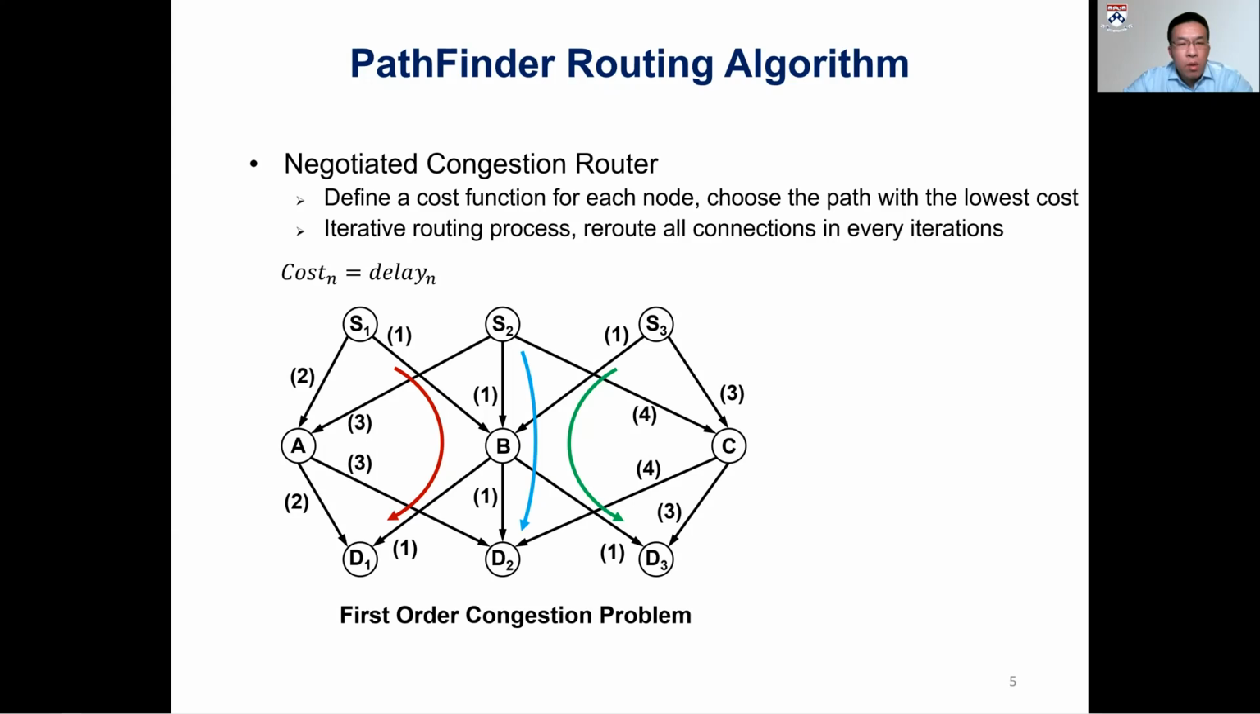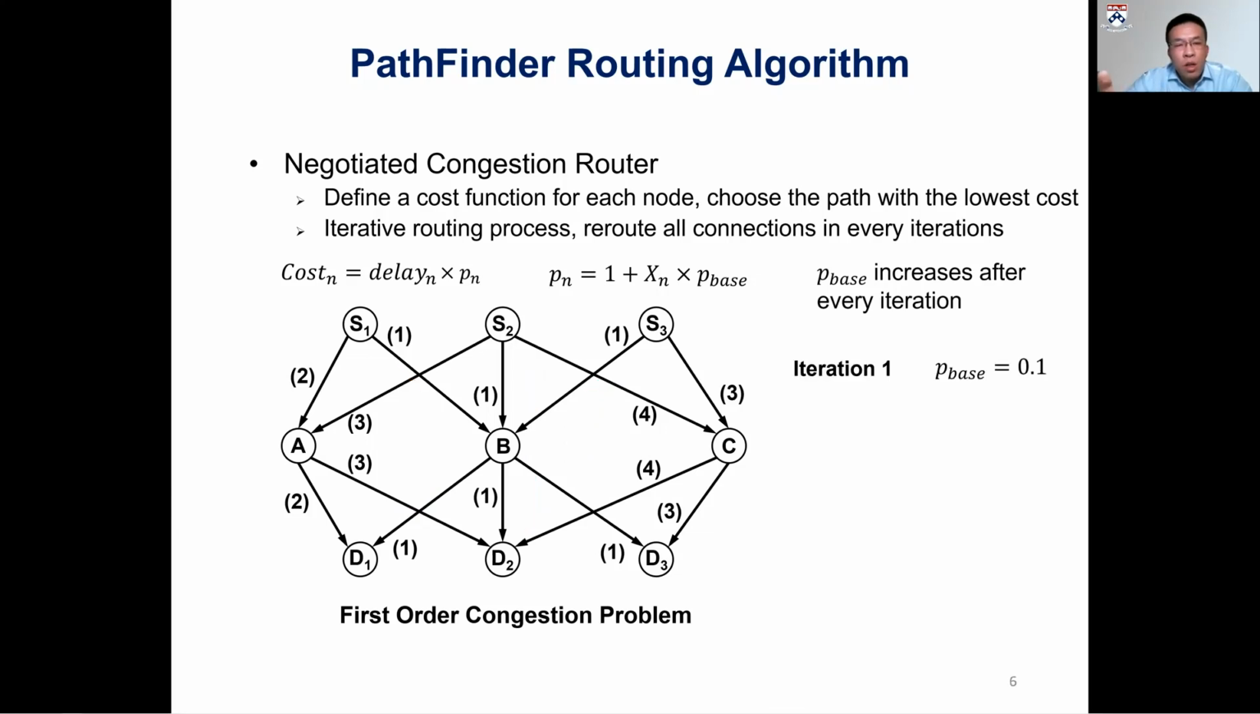To resolve this type of routing congestion, the PathFinder algorithm introduced the coefficient Pn into the cost function. This coefficient Pn is calculated using Xn. Xn is the number of interconnections routed through a given node, and the P base increases after every iteration. Here we will show the routing process to illustrate how this Pn can resolve the first-order congestion problem.